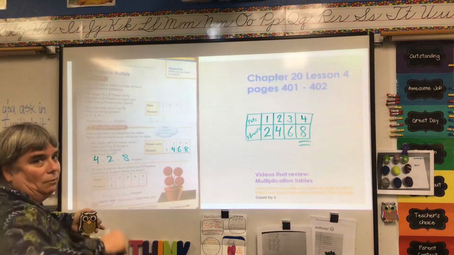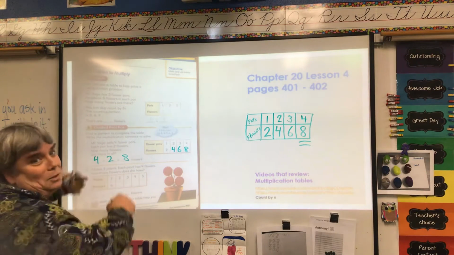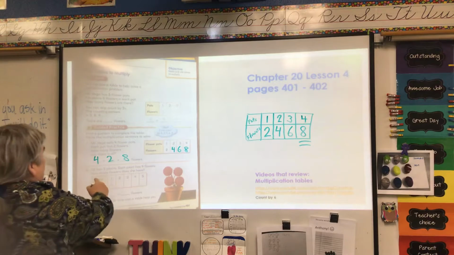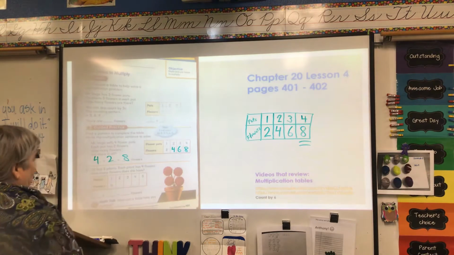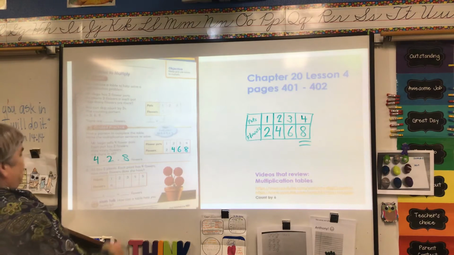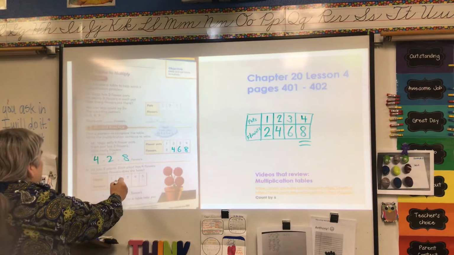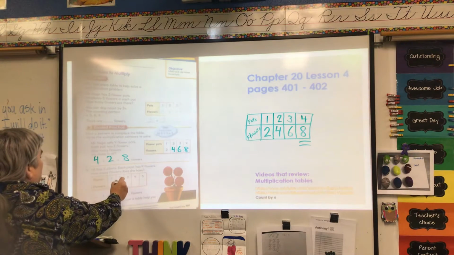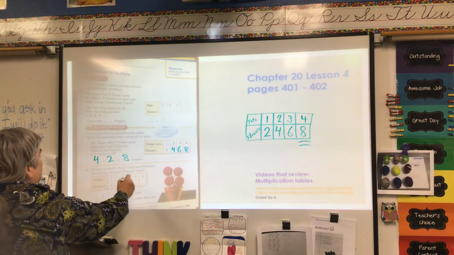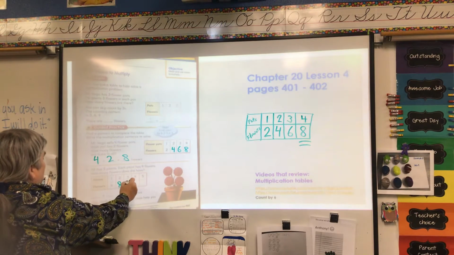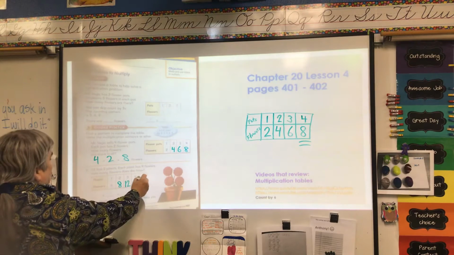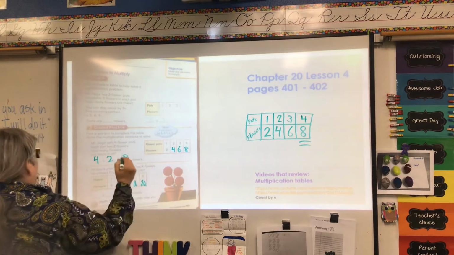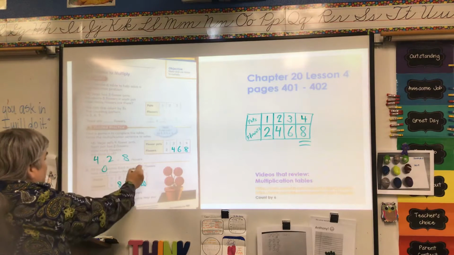When you paused the video, you were supposed to finish this page on your own. So there are 5 plants, 4 flowers with each plant. Okay, that makes sense. So this is going to be 4 plus 4 is 8. Plus 4 is 12. Plus 4 is 16. Plus 4 is 20.